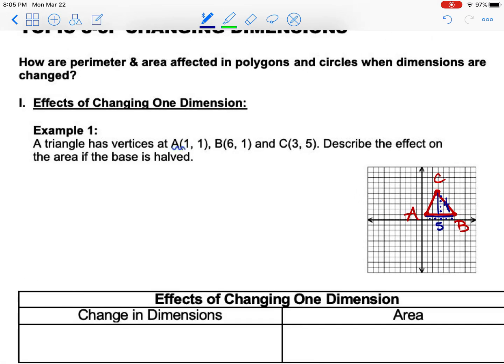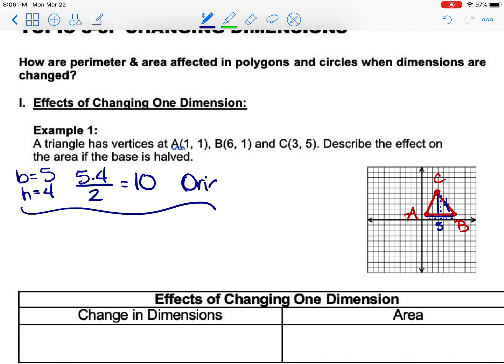So if we're working with triangles, we know that our formula is base times height divided by 2. So a base of 5, height of 4, 5 times 4 divided by 2, so 20 divided by 2 gives me 10. Okay, so that was my original.